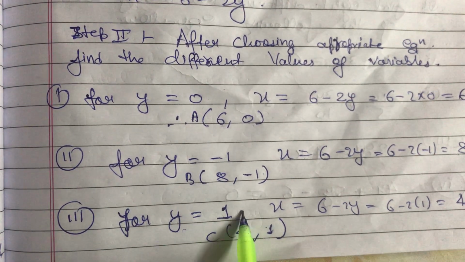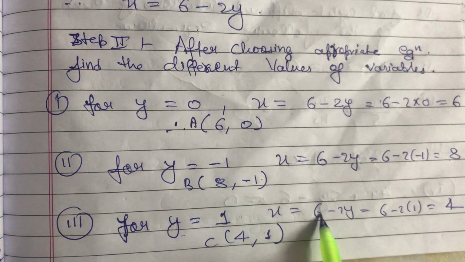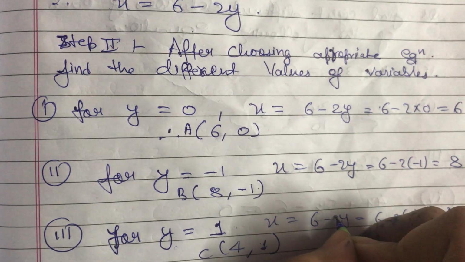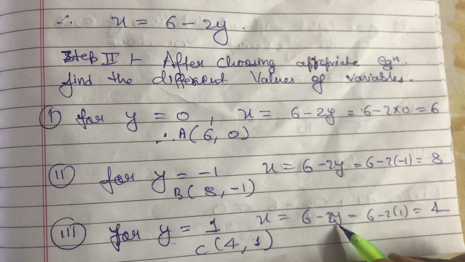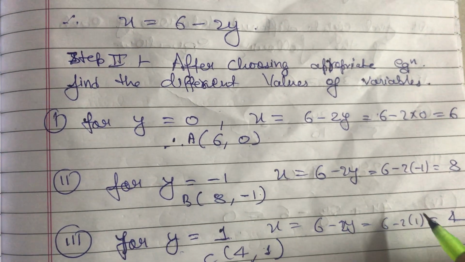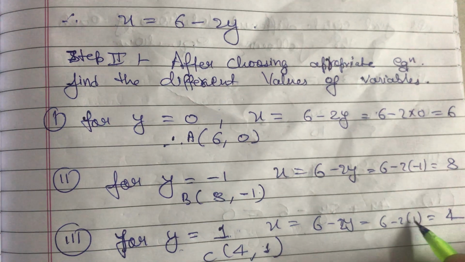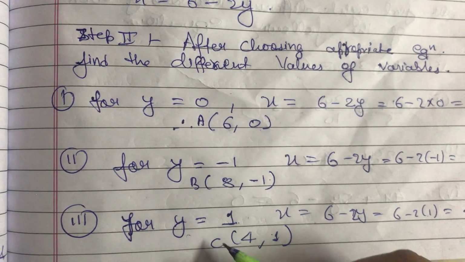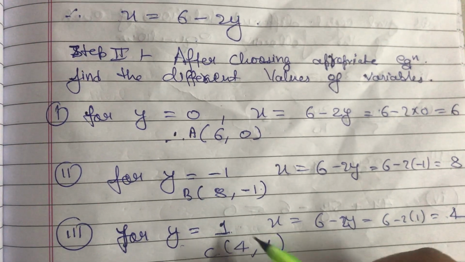The third one is that y equals to 1. So if I'll take y equals to 1, so x equals to 6 minus 2y. So at place of y, I'll write what? 1, because I have considered y equals to 1. So at place of y, I'll write 1. So 6 minus 2 is 4. So the value of x equals to 4 and y equals to 1.